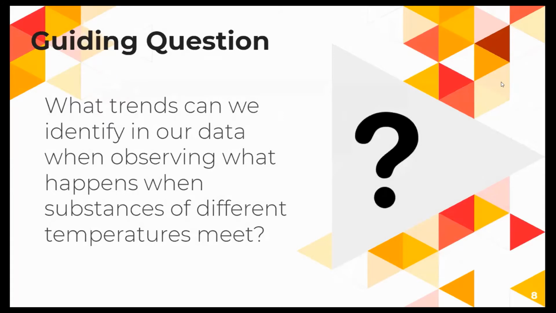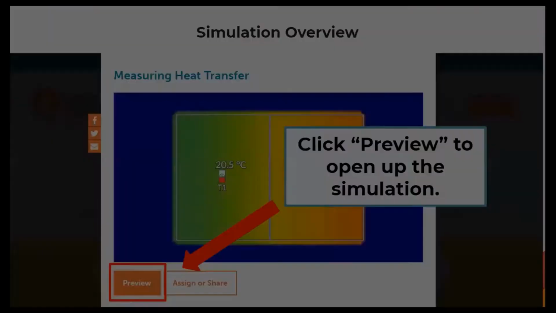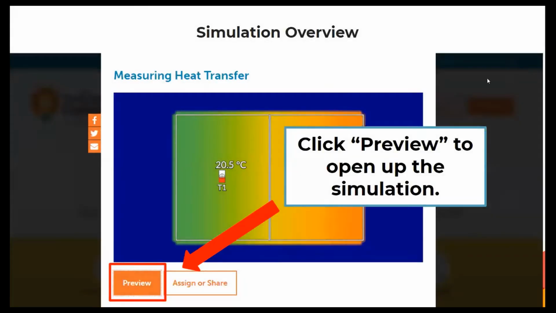Our guiding question for this simulation is we're going to look for trends that we can identify in our data when observing what happens when substances of different temperatures meet. We're going to do this through a simulation. I'm going to walk us through what that simulation looks like and how we're going to interact with it today.